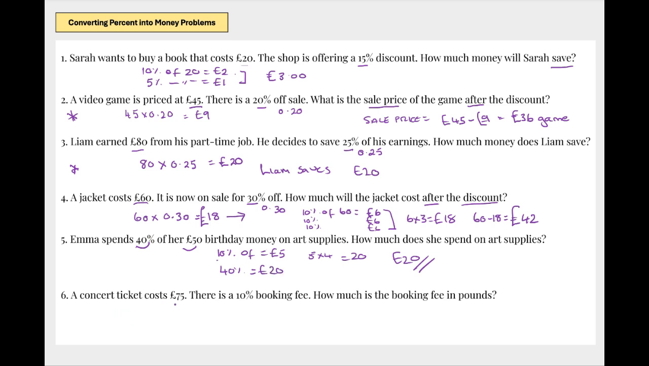A concert ticket costs £75 and there's a 10% booking fee. This question is only asking for the booking fee only. That's all it's asking for. So I'm going to do my usual, converting it to 0.10. 0.10 times 75 gives us £7.50, which I think is extortionate for a booking fee. So the answer is £7.50.